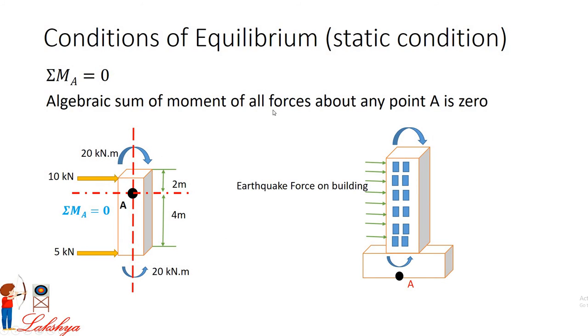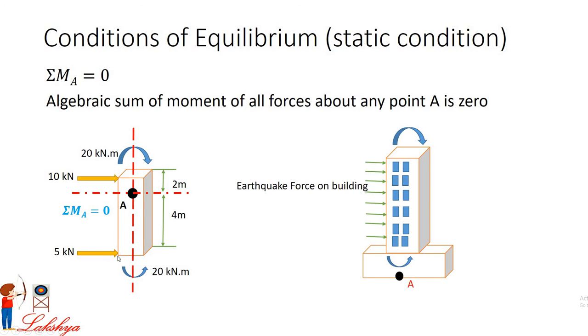Now the algebraic sum of moments of all forces about any point, or here we have point A, is 0. Now you consider this point A, right? Now what about the moment of this force of 10 kilonewton? It is 10 multiplied by the perpendicular distance, which is 2. So 10 multiplied by 2, that is 20, and it is clockwise.